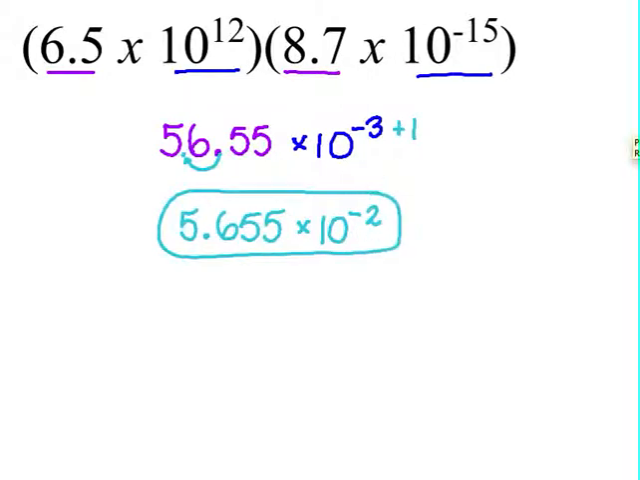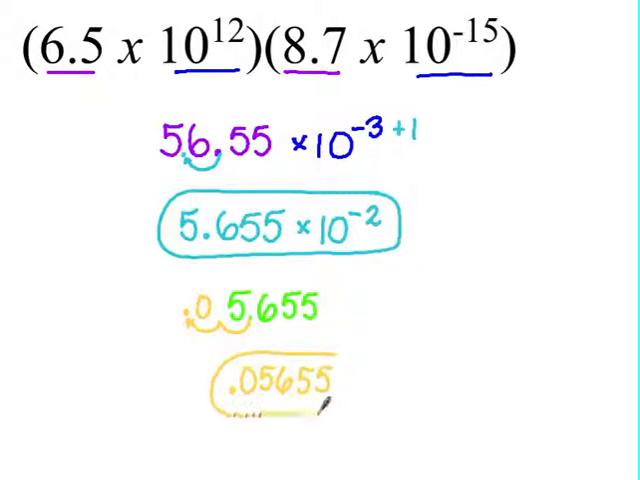Now what I need to do is write that in standard form. So I'm going to go ahead and move the decimal. How many places and where? 2 to the left. Very good. So my new answer is 0.05655. Questions?